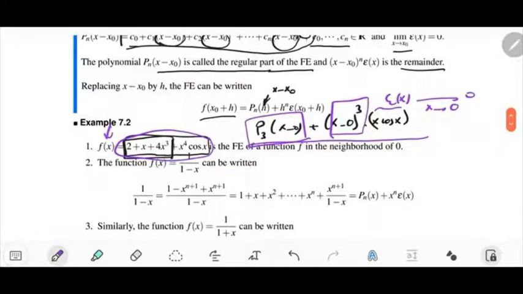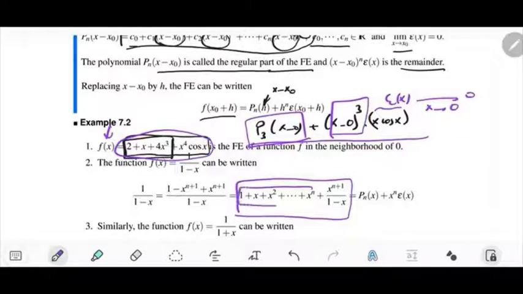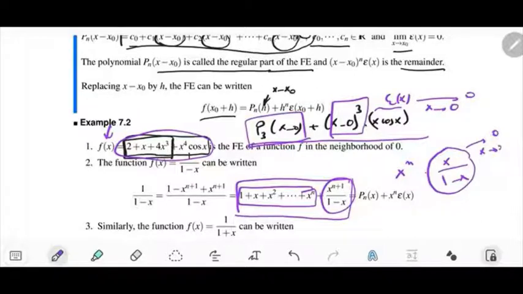Also, the function 1 over 1 minus x, as we said before, can be written like this, right? So it's a regular part, a polynomial of degree n in x minus 0, plus this part, and this part can be written as x^n times x over 1 minus x, and this term goes to 0 as x tends to 0, which is the epsilon of x. Of course, you should notice that the degree n of the polynomial in here is the same as the power of the x^n which is in here.